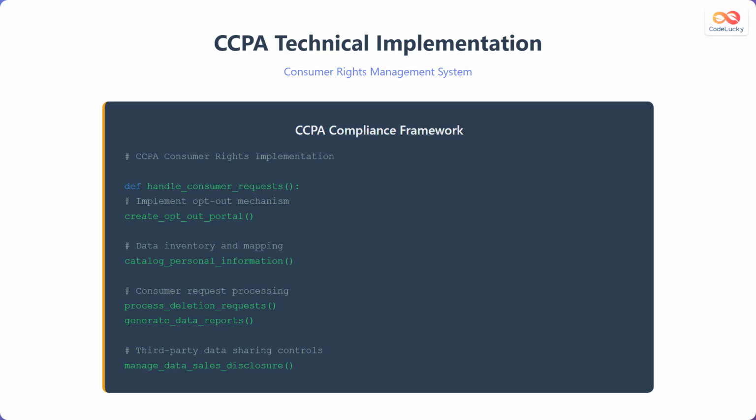Let's explore the technical aspects of implementing CCPA, focusing on consumer rights management. In this sample code, the goal is to handle consumer requests. First, implement an opt-out mechanism by creating an opt-out portal. Second, conduct data inventory and mapping to catalog all personal information. Third, process consumer requests by processing deletion requests and generating data reports. Fourth, manage third-party data sharing controls by managing data sales disclosure. These implementations are essential for adhering to CCPA requirements and ensuring consumer rights are respected.